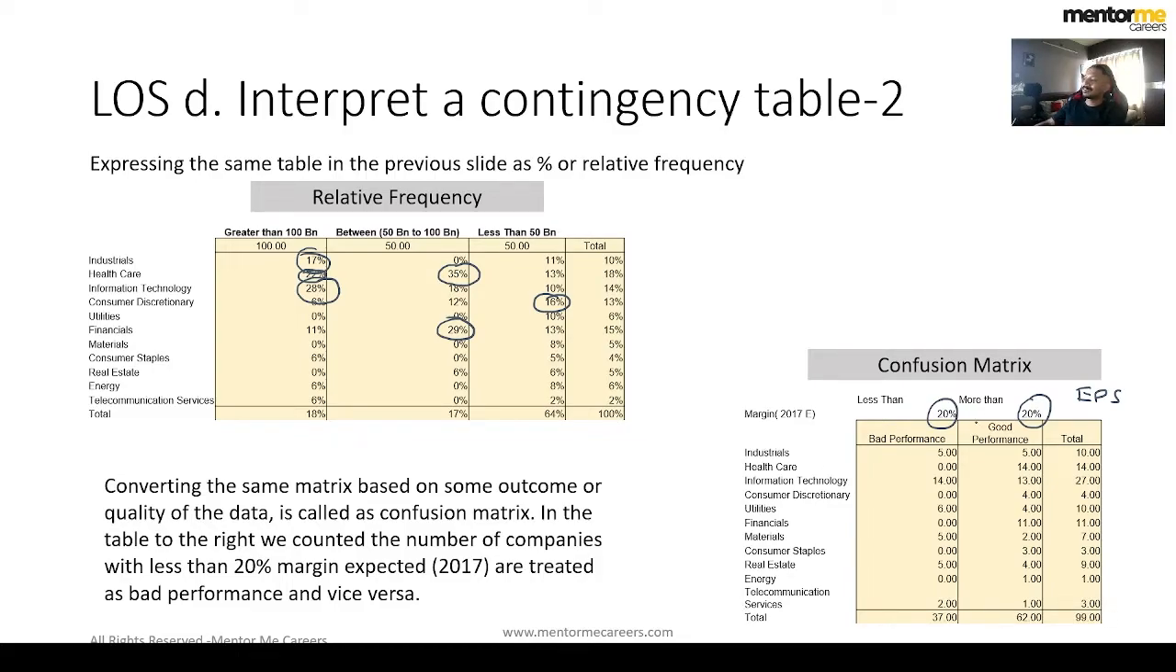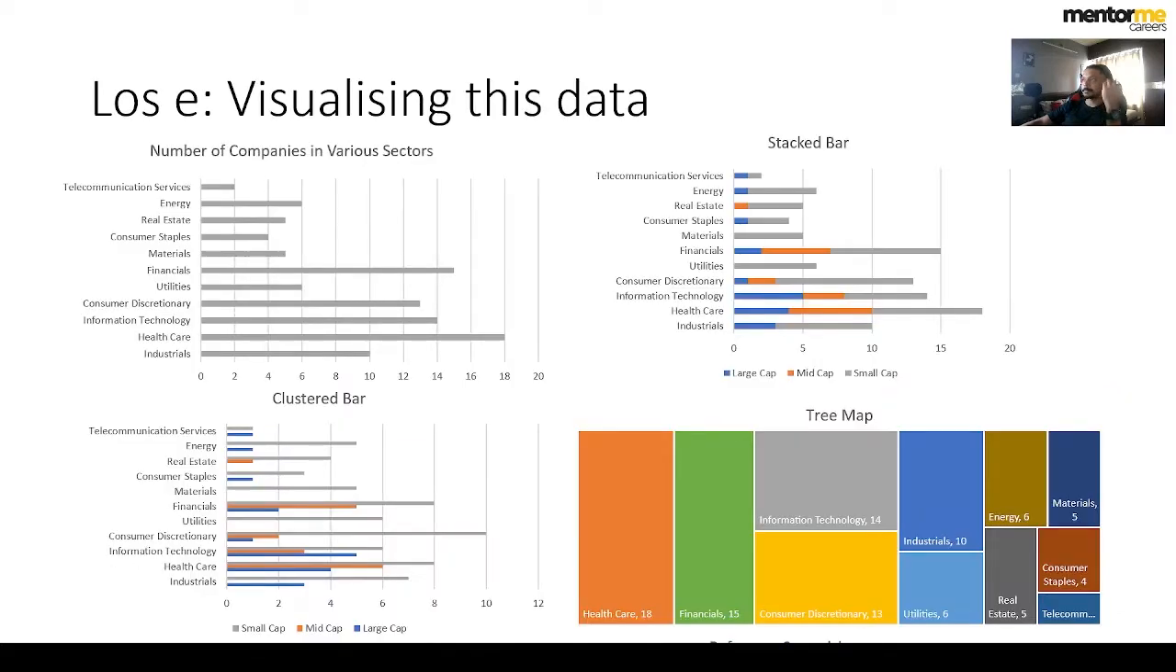So that is nothing but a confusion matrix, because you're taking some more data types or data characteristics and then trying to analyze them further. Okay. So all you need to understand at this LOS level is what this is, not really know how to calculate this. Okay. Now, visualizing data.